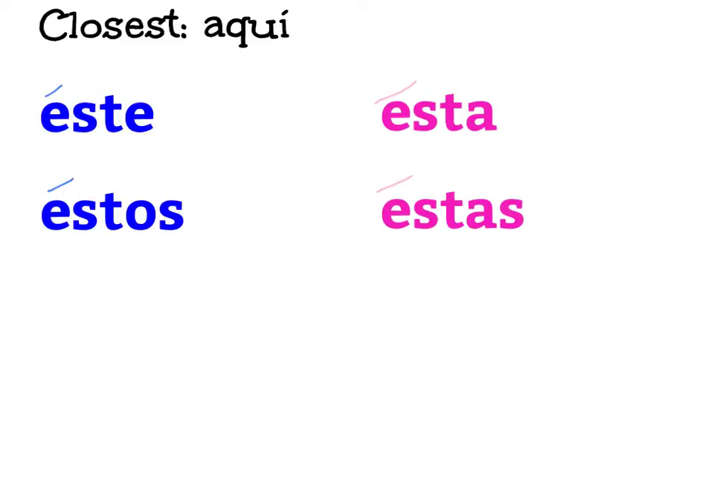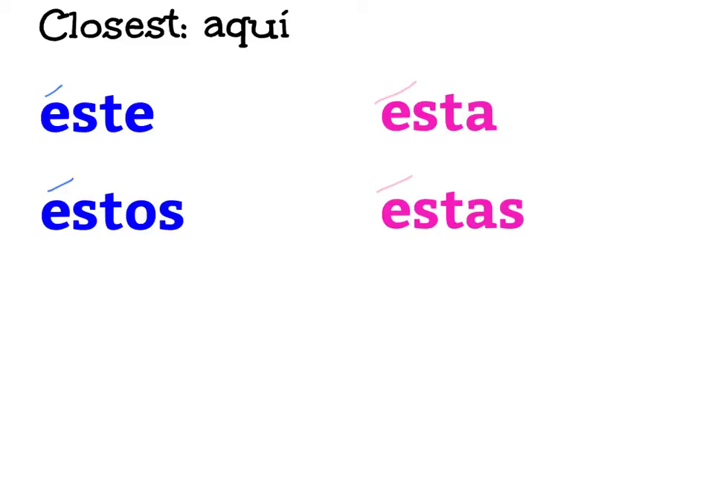So once again, class, we said that it needs to have an accent on it. So as you can see, este, estos, esta, estas, they're all the same as the demonstrative adjectives, except that it has an accent. Remember that a pronoun takes the place of a noun. So this little accent kind of takes the place of the noun. I'll give you an example.